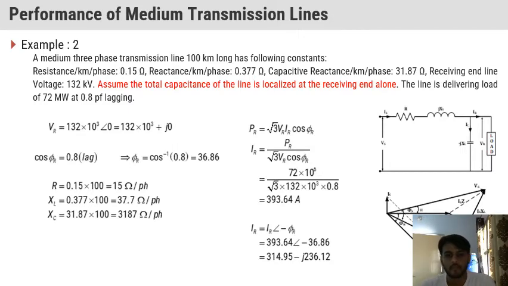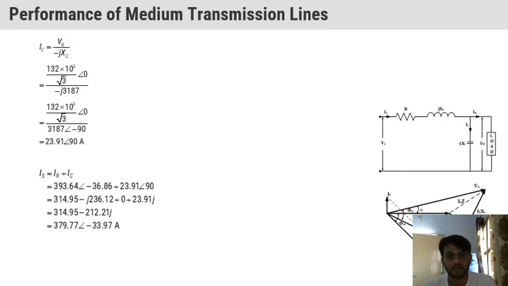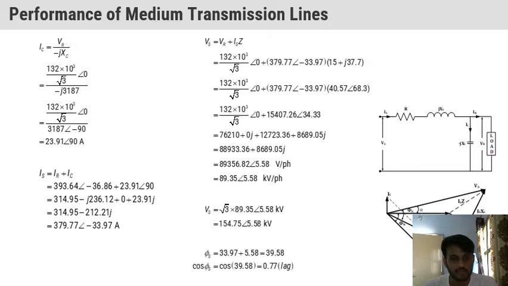Then use this formula to calculate IC, because now we don't have only IR, we also have IC. To calculate IC, VR upon minus jXC, put all the values and we get this value. Then take the summation of IR and IC, and you will get the value of IS. Then use this formula, VS is equal to VR plus IS into Z, put all the values and calculate this. So we got the VS value.